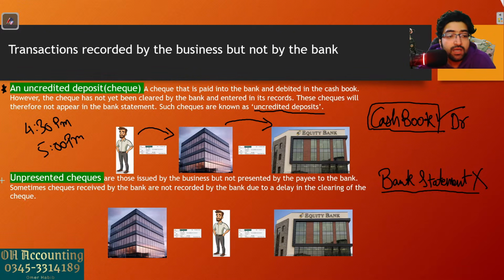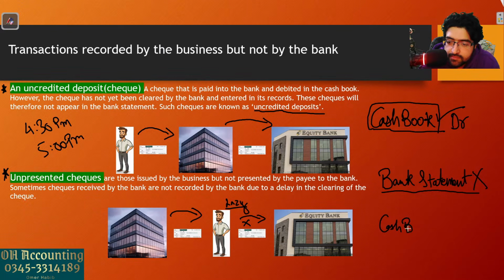Okay? Now, unpresented checks. This is the other way around. Now see, you have given a check to someone. Okay? You have given a check to someone, but that person, let's say he was very lazy or he was busy, did not go to the bank to deposit the check in their account. What will happen? When you give the check to this person, obviously you will record it in your cash book there and then on the credit side. Because you're giving the check, money is going down, so you will record it on credit side.